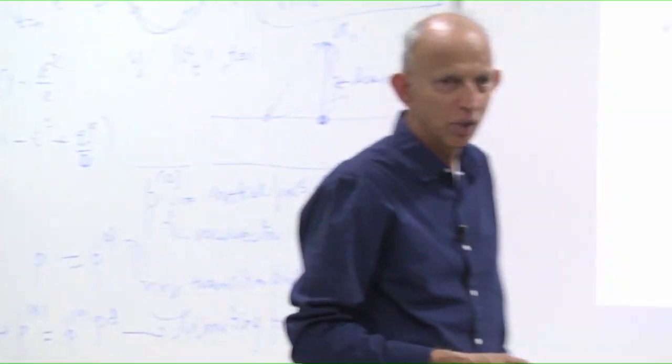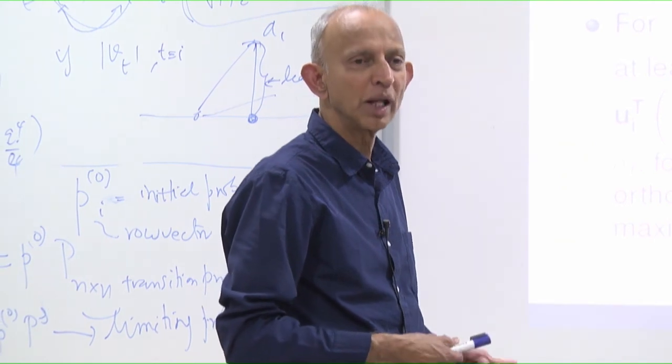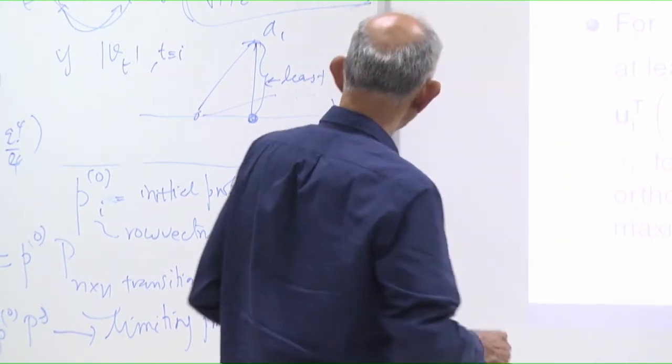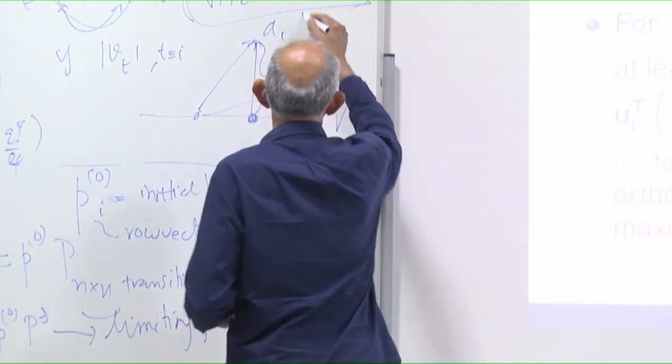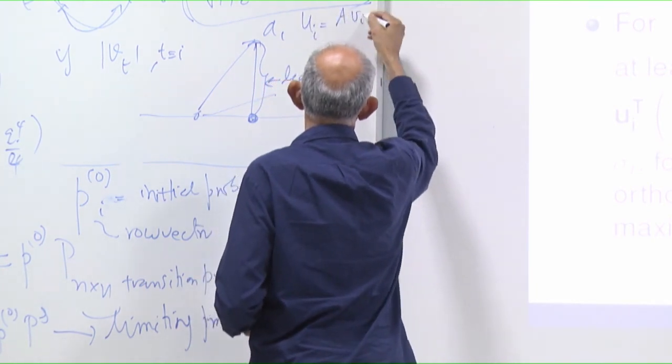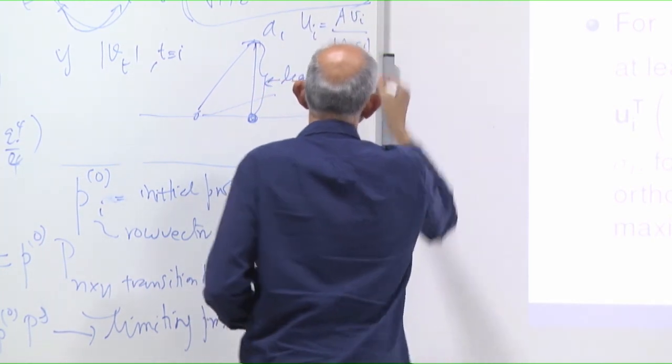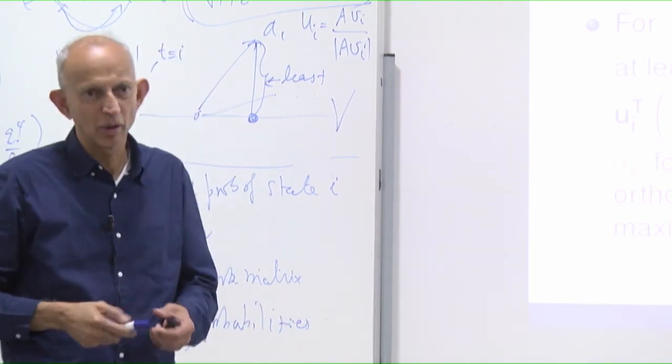Assuming the ui's are unit length, but they were normalized to length 1. So ui was defined as A vi divided by the length of A vi. So they are already unit length.